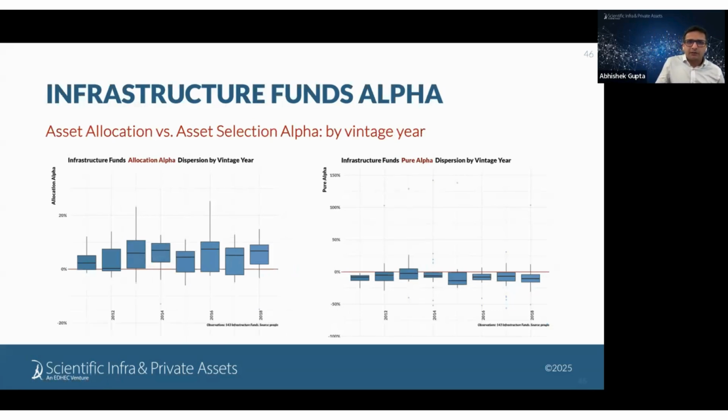Similar behavior by vintage year. Allocation alpha goes up and down by vintages, so diversification becomes important. But the important thing is that pure alpha in infrastructure remains negative almost for all vintage years, on average. So while individual funds could generate pure alpha, on average, it's very difficult for infrastructure fund managers to generate alpha by picking good deals or timing the cash flows.